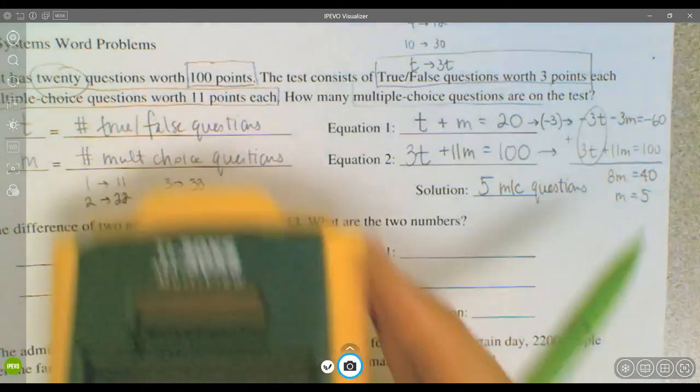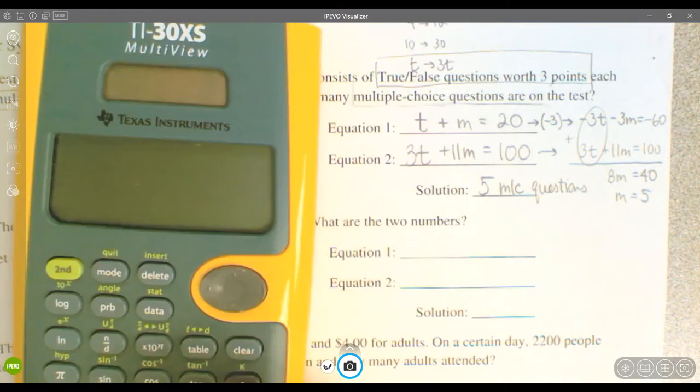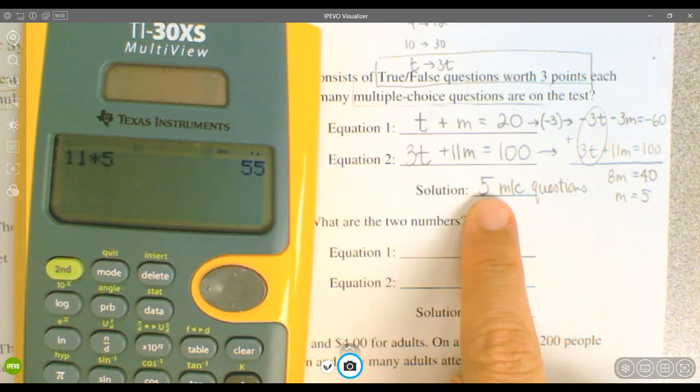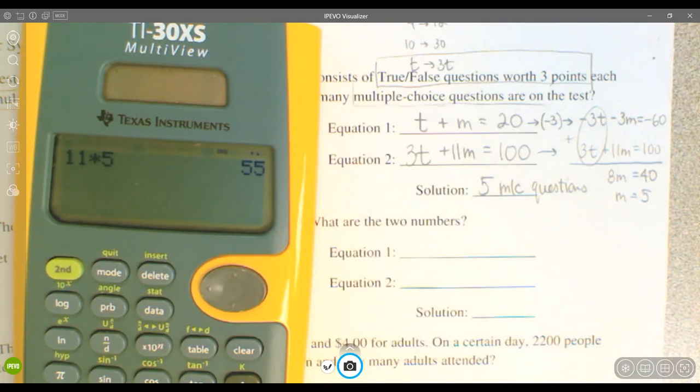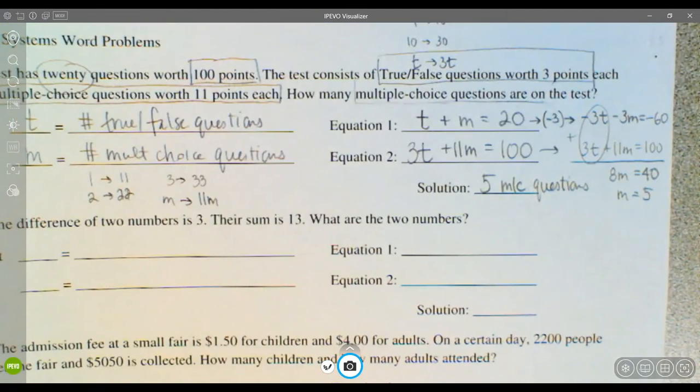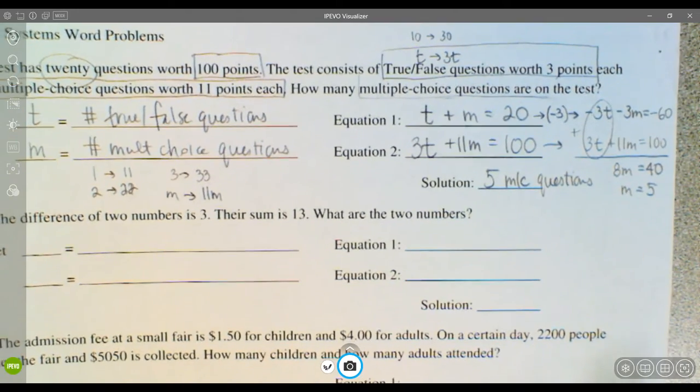So let's see what happens there. If I have 5 multiple choice, so 11 times 5 is 55. And then we said we're going to have 15 true false. No, my bad. So let's do 3 times 15. I'll get 45. Well, what happens when you add 55 plus 45? There's 100 points. It was a horrible way to check, but I got the right answer. Won't happen again.